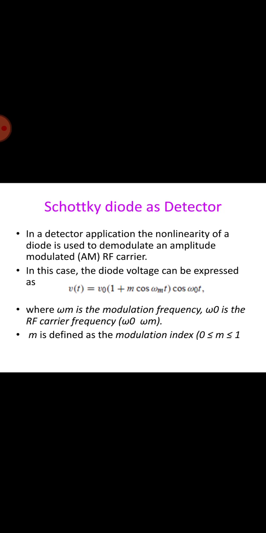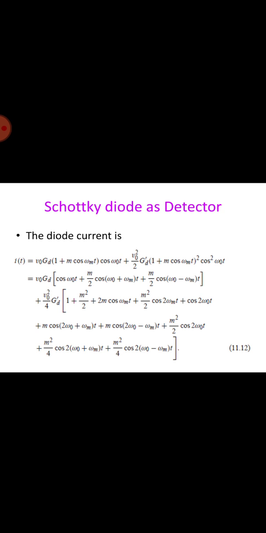In a detector application, the non-linearity of a diode is used to demodulate the amplitude modulated RF carrier. In this case, the diode voltage can be expressed as V of t is equal to V0 into 1 plus m into cos omega m t into cos omega naught t, where omega m is the modulation frequency and omega naught is the RF carrier frequency. m is the modulation index.